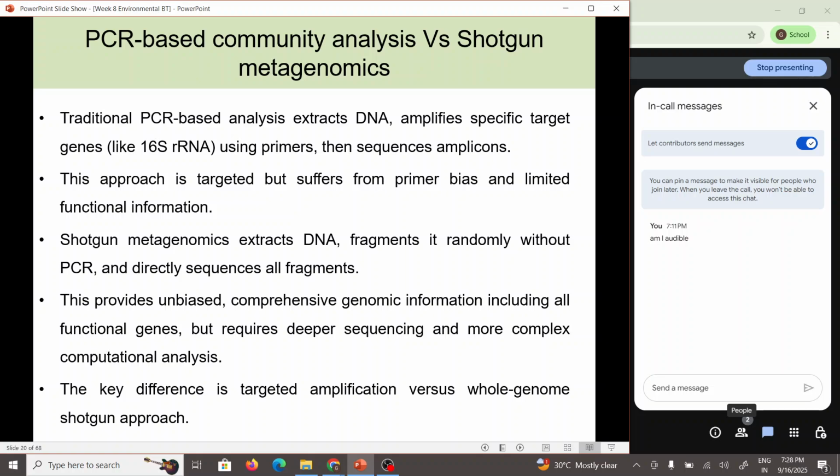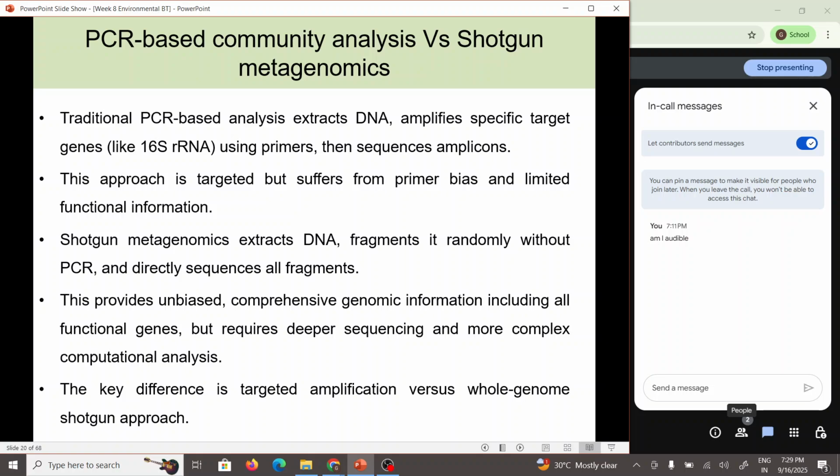Okay. So as we saw, the next step after DNA extraction is sequencing. There are two kinds, as we were talking. One is the PCR based, that is amplicon sequencing, and the next one is shotgun metagenomics. In the traditional PCR based method, PCR stands for polymerase chain reaction. It is a technique used to amplify the DNA of any organism. So when we have a DNA, we know that the DNA is going to have a sequence.